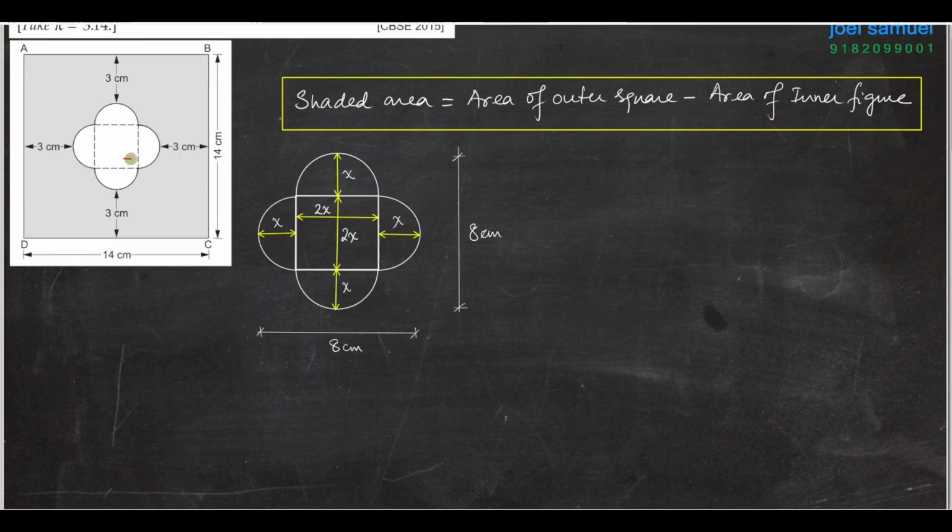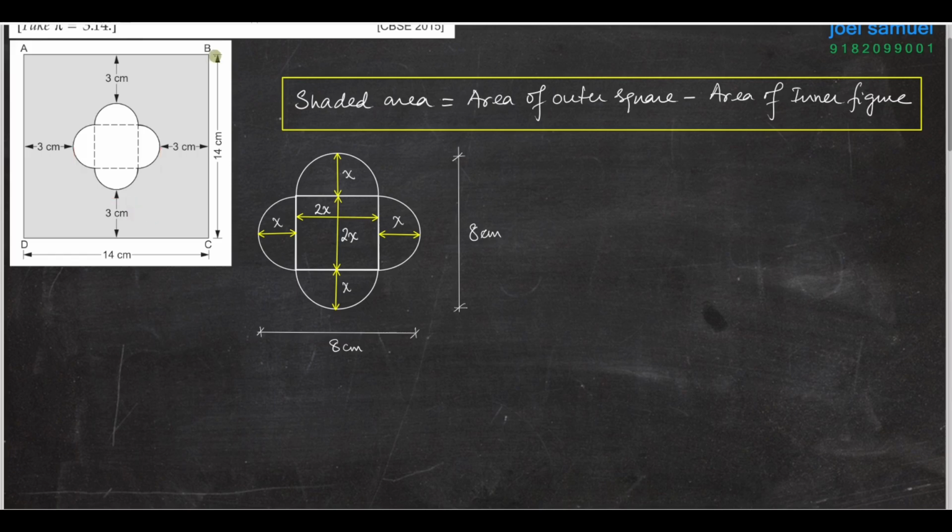What I've done is I have enlarged this inner figure and written some dimensions on it in terms of x. If you notice, this outer dimension is 14 centimeters and there is a 3 centimeter offset on either side of the figure. So if you subtract 14 minus 6, you get 8, which means the outer to outer dimension is 8 centimeters in this direction.